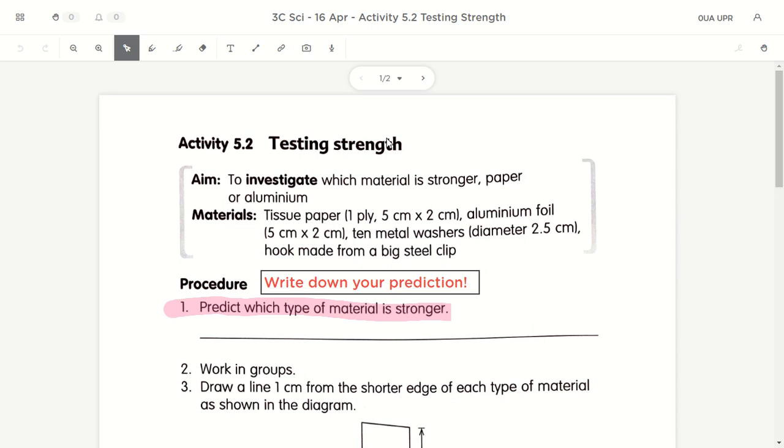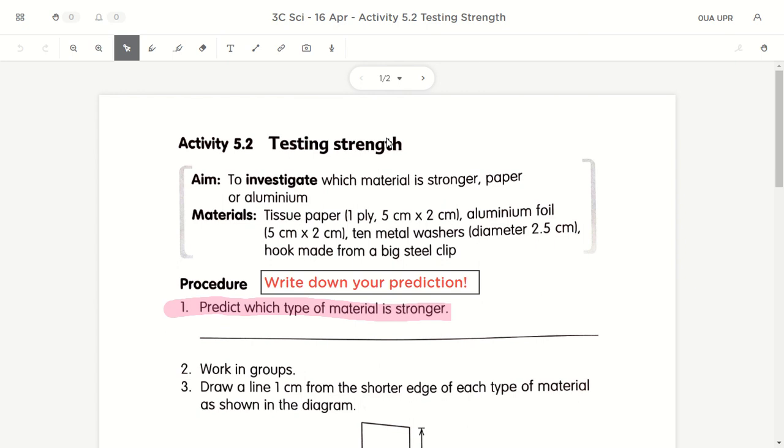Today we'll be going through the answers for activity 5.2, which is testing strength, and then later on, the second part of the lesson, we will be conducting activity 5.3, which is testing the properties of materials. Okay, so let's go through the answers for yesterday, the one where we hooked up multiple washers onto tissue paper and aluminum foil, and we see how many it takes to tear the material. Alright, so with that, let's start.